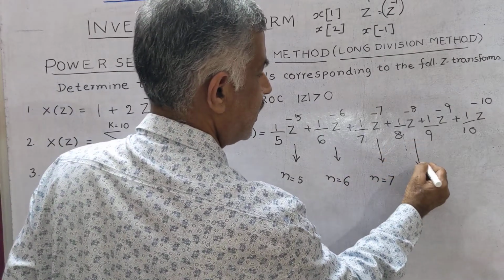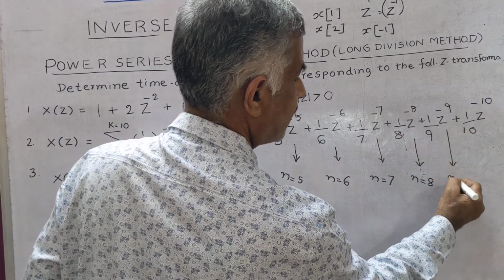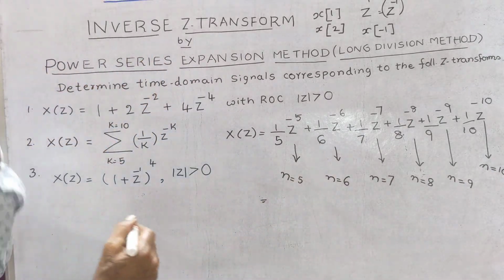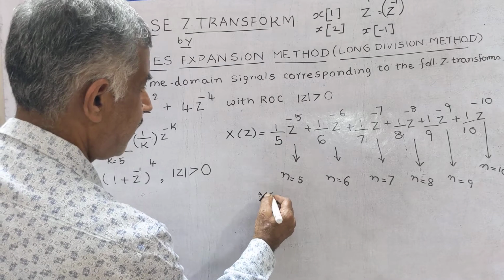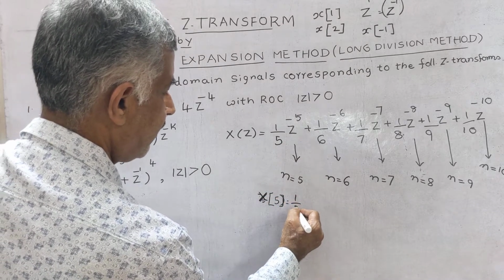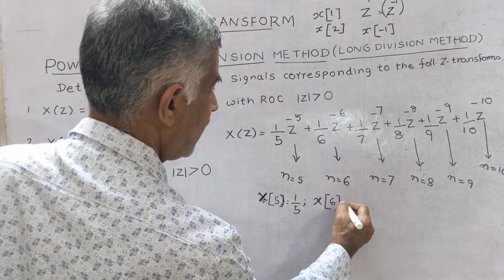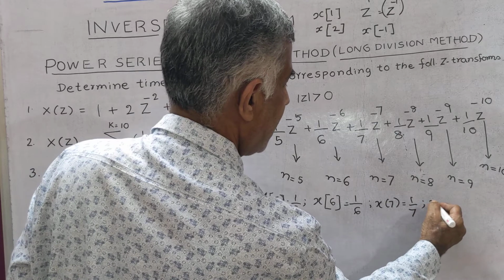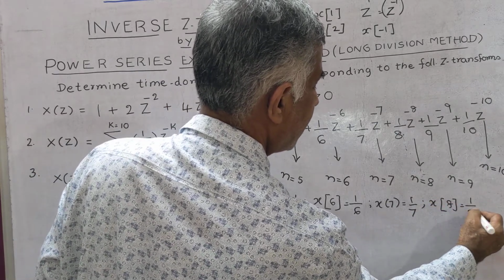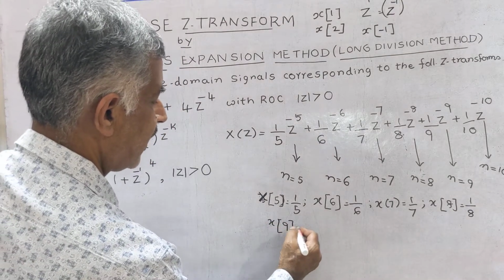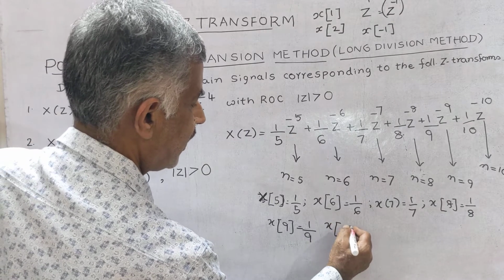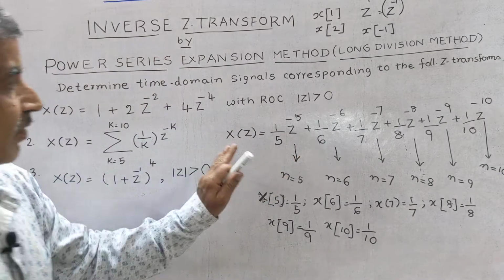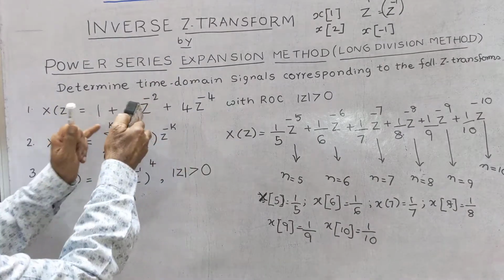So this corresponds to n equal to 5, n equal to 6, n equal to 7, n equal to 8, n equal to 9, and n equal to 10. Therefore, x of 5 equal to 1 by 5, x of 6 equal to 1 by 6, x of 7 equal to 1 by 7, x of 8 equal to 1 by 8, x of 9 equal to 1 by 9, then x of 10 equal to 1 by 10. So this is how we have to work out. This is easy, because the problem is already in power series.